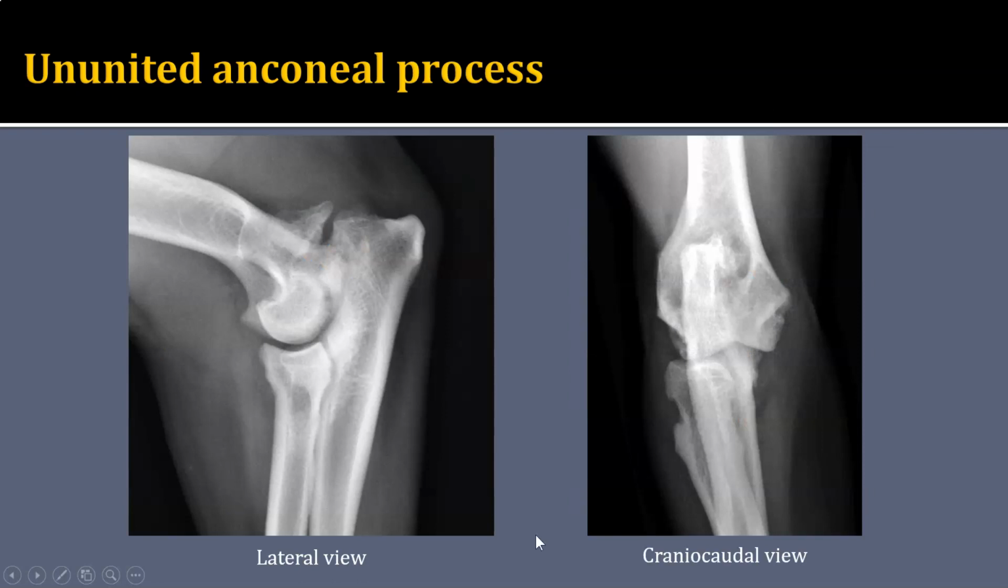This is a different patient that I've provided the lateral and the craniocaudal views. This patient has a large, kind of irregularly shaped piece of the anconeal process that is not associated with the rest of the ulna. So there's a large, irregular radiolucent line separating out that piece of the anconeal process. There is sclerosis on either edge. A flexed lateral view would probably provide a little bit more clarity of all of the structures in this area.